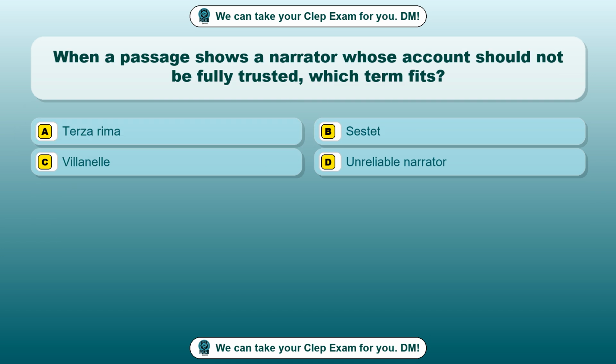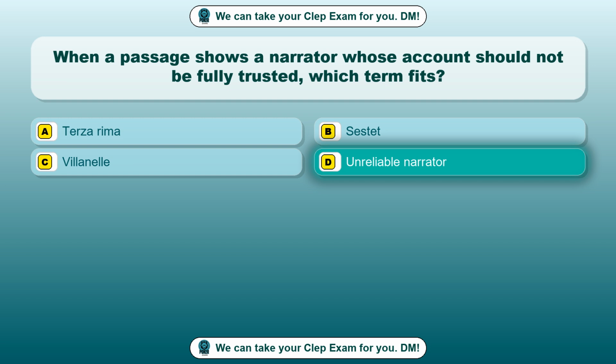Question 10. When a passage shows a narrator whose account should not be fully trusted, which term fits? Option A, terza rima. Option B, sestet. Option C, villanelle. Option D, unreliable narrator. The correct answer is option D, unreliable narrator.